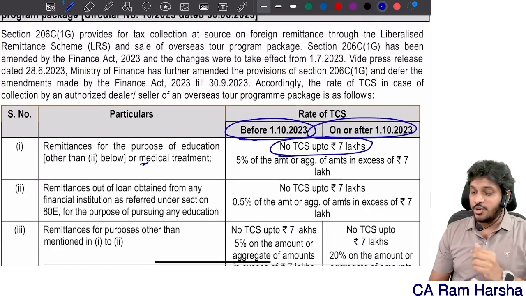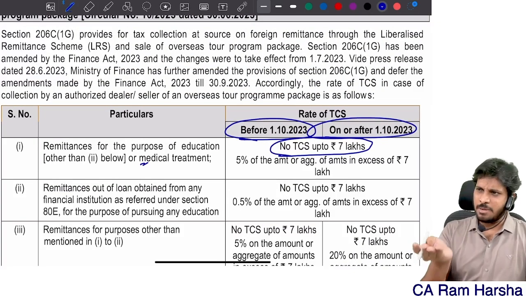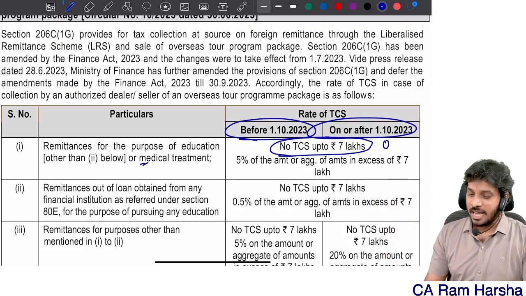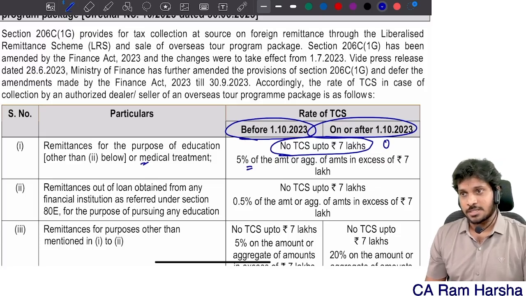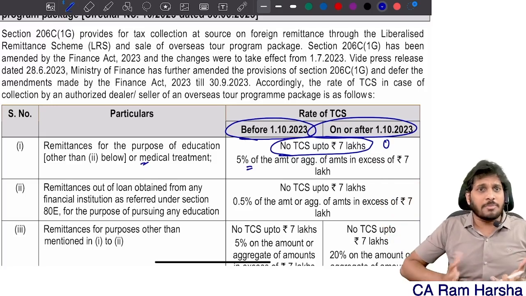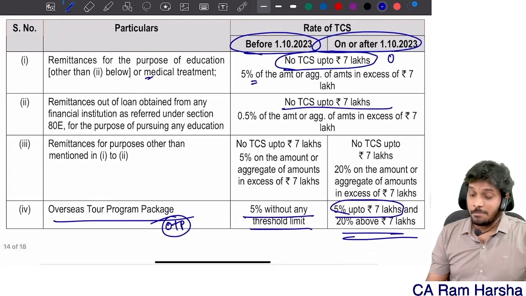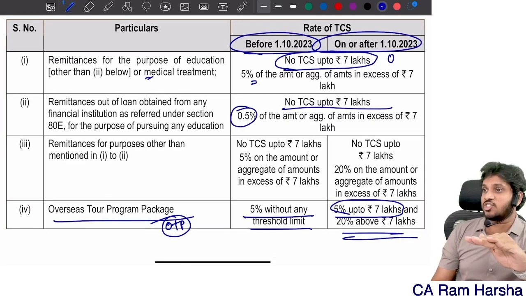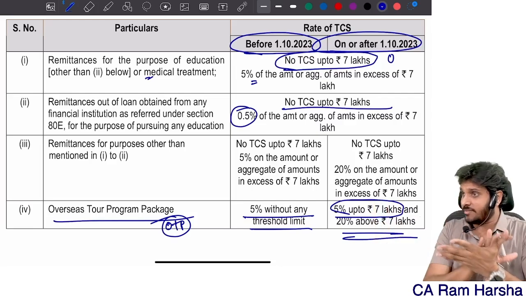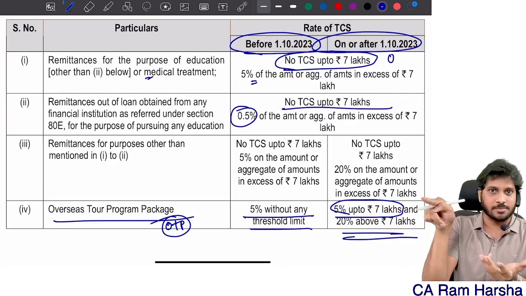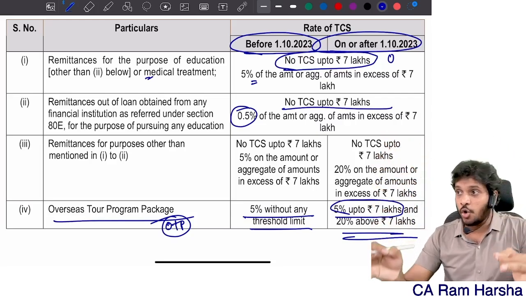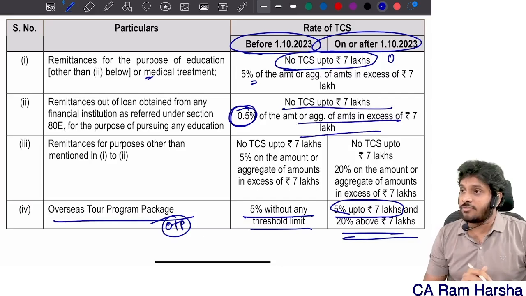Suppose I am sending money for education or medical treatment purposes. Before or after, forget it. Up to 7 lakhs, 0. The moment it crosses 7 lakhs, 5%. Suppose I am remitting by borrowing a loan from a bank. Same, up to 7 lakhs, 0. But since you are paying out of loan money, which is not your income, why should TCS be collected? Generally, why do I collect TCS? Because you have income and may escape paying tax. But you borrowed a loan and are remitting. That's not your income. So TCS is levied at a lower rate, 0.5% in excess of 7 lakhs.